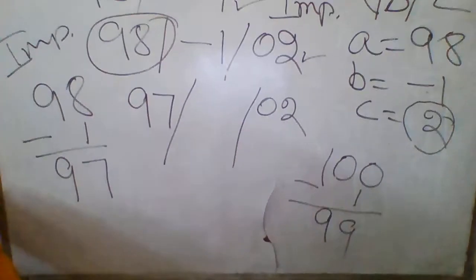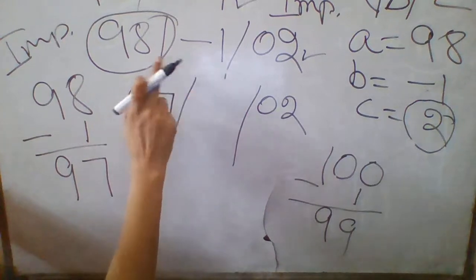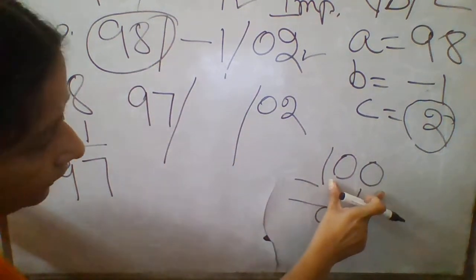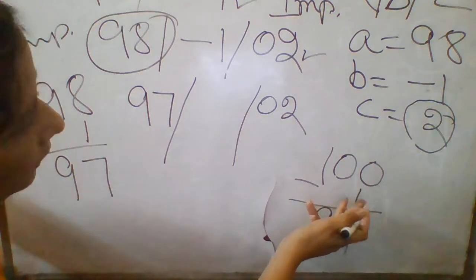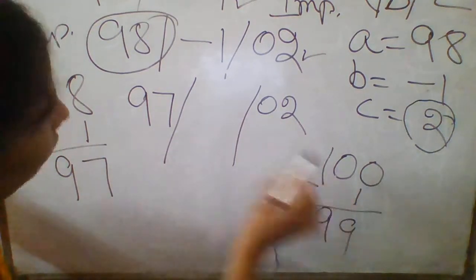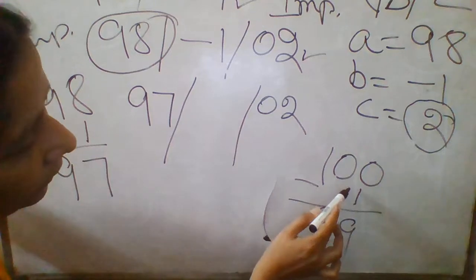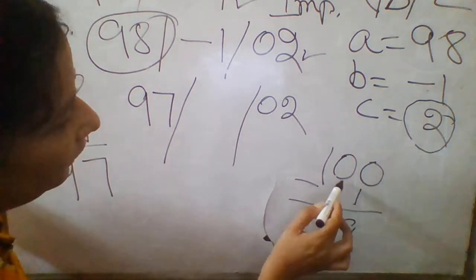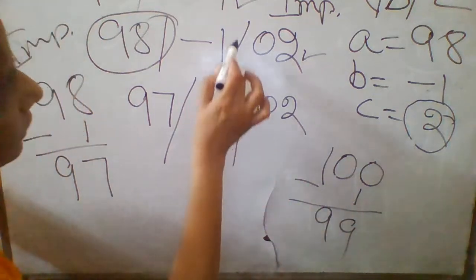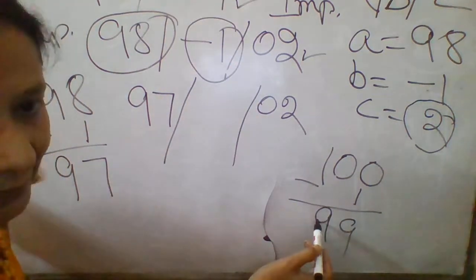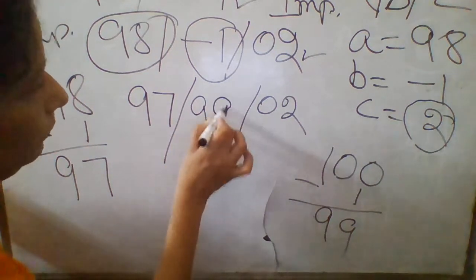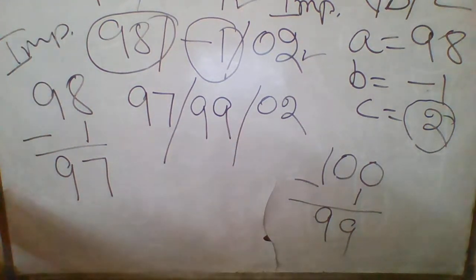Now you see here. I have taken 1 from here and I have to make it double digit. So it will become 100. After taking 1 from here, I will take 2 zeros to make it double digit. I have made it 100. Now this is minus 1, so I will subtract this. 100 minus 1 is 99. So I will put this 99 here.